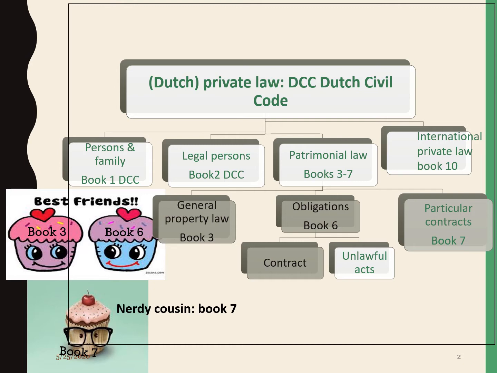So what we use from the private law is of course not everything because it's a real big book, but we use mainly book 3, book 6, and sometimes the nerdy cousin I call it, book 7. It has very special rules for special contracts. But basically we will need book 3 that has like the general laws. When can you participate in a contract? When do you have legal capacity? And then book 6 tells you everything about real contracting.